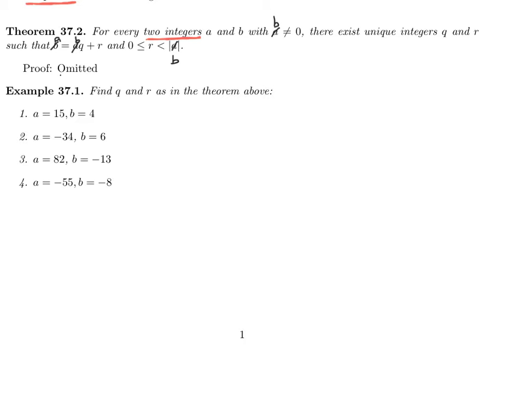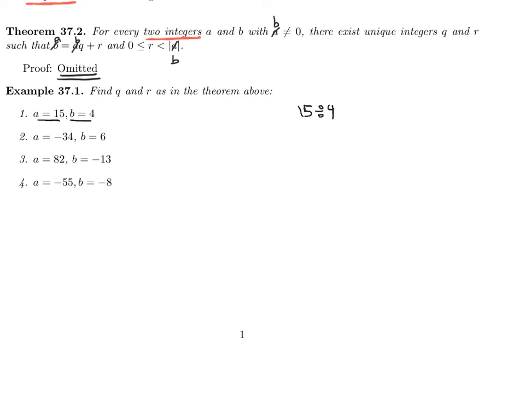So the proof of this I'm not going to get into. We'll just omit this, but it's the same idea as the proof above. But let's use this. Let's find q and r in the theorem above. Okay. So here we have a is 15, b is 4, so we're looking for 15 divided by 4. What is that in quotient remainder form?